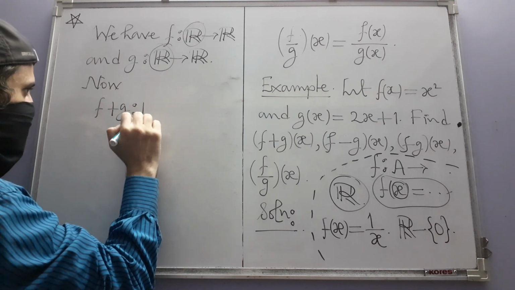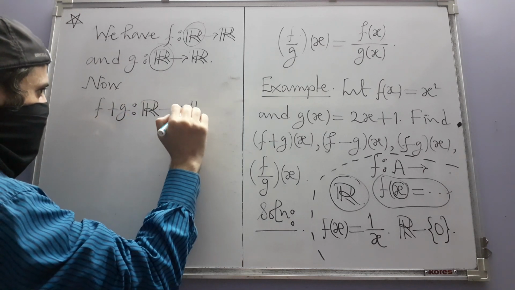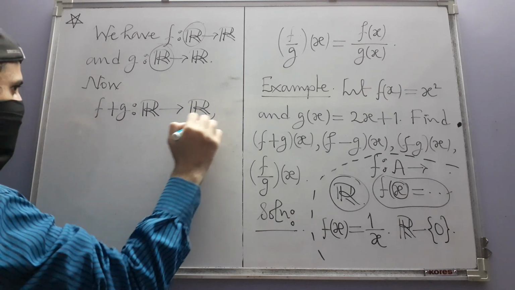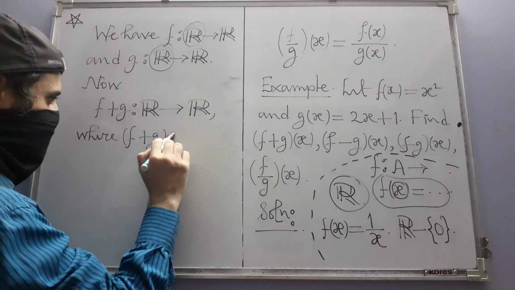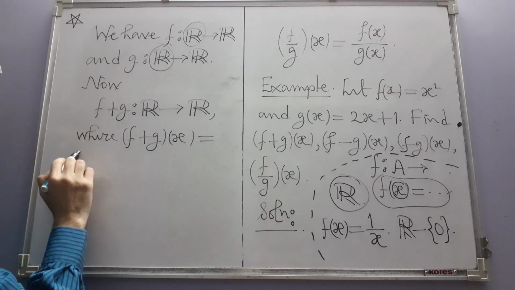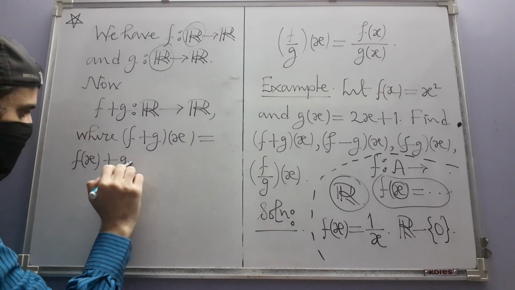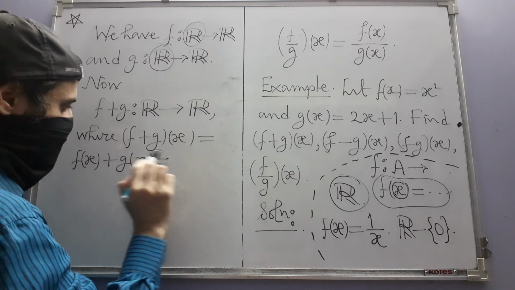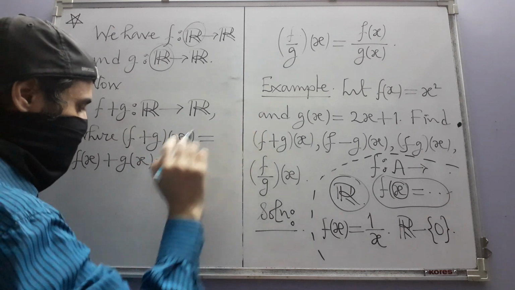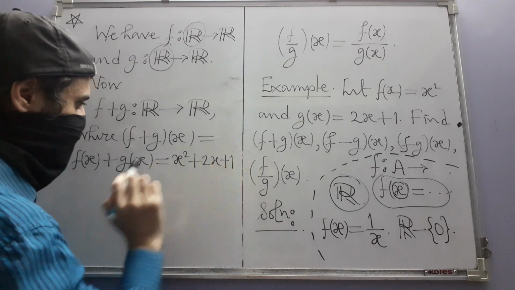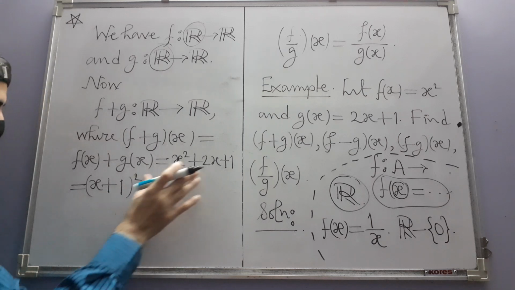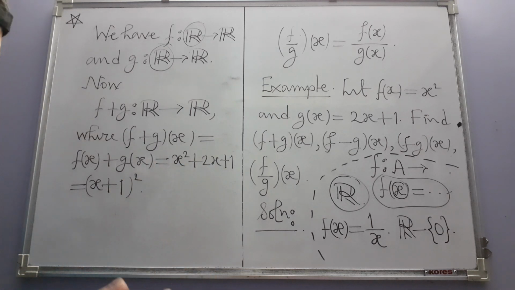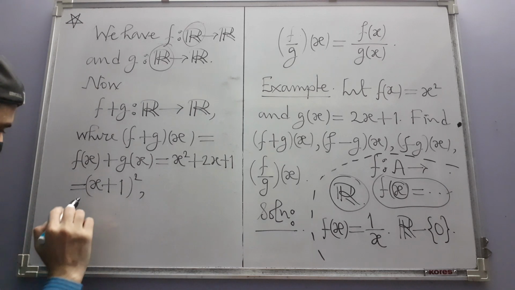And that is why f plus g is also a function from R to R, where f plus g of x is equal to f of x plus g of x, because that's what plus means, and this is x square plus 2x plus 1, and incidentally this turns out to be x plus 1 whole square. There is no need to write this, but you can see that now, so why not?